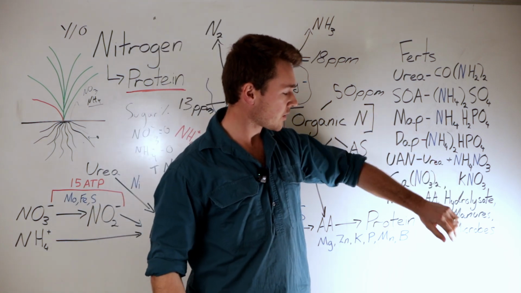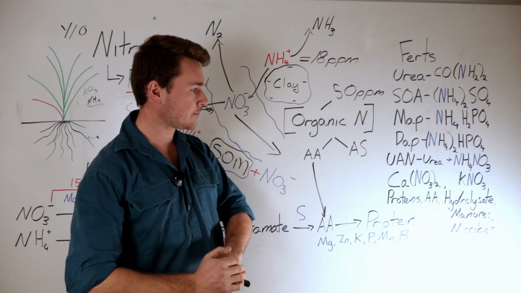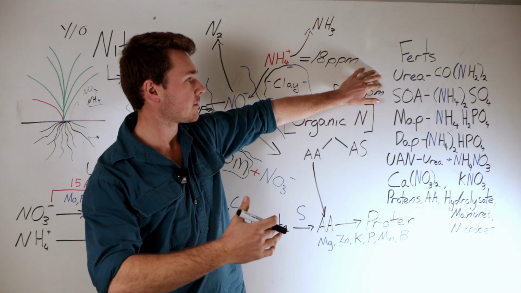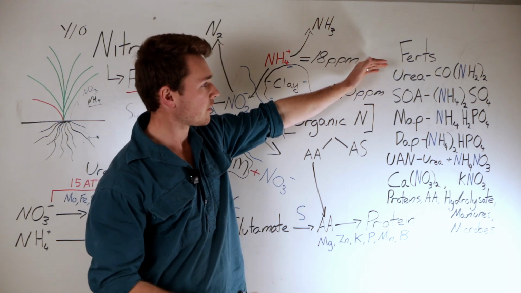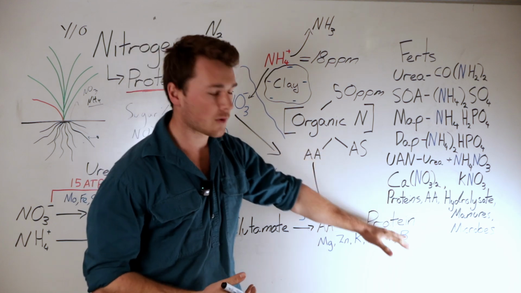Next is potassium nitrate. Again, you can use that as a source of potassium as well. All of this, except our urea. Urea is technically organic from a chemical point of view. All of this is more or less inorganic. Next, we've got our organic forms.